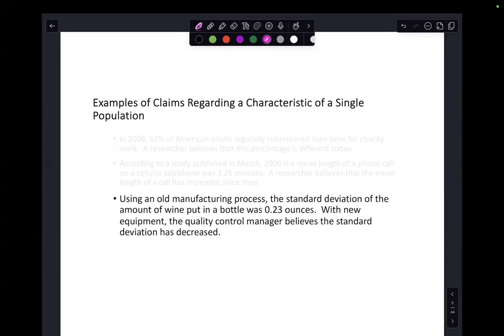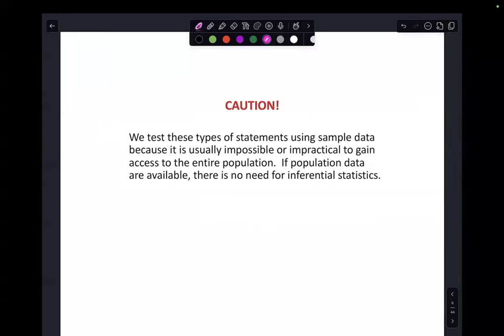So these are the claims that we're going to look at as we're setting up our hypothesis testing. Now with these statements, we can only use sample data. Because if we have the population data, we don't have to make a hypothesis. We already know the information about the population. So why would I hypothesize if I already have all that info? So there you go. It's sample data.